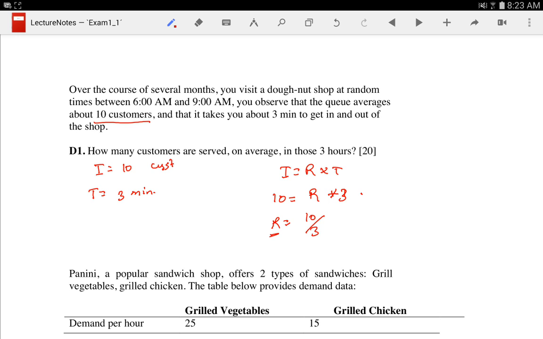The interesting thing here is the rate is in terms of customers per minute. But remember, that's not what we want. We want how many people pass in that 3 hours, not in 1 minute. 3 hours is equivalent to 180 minutes. So all you have to do is 10 divided by 3 multiplied by 180. So in that 180 minutes you have 600 customers.